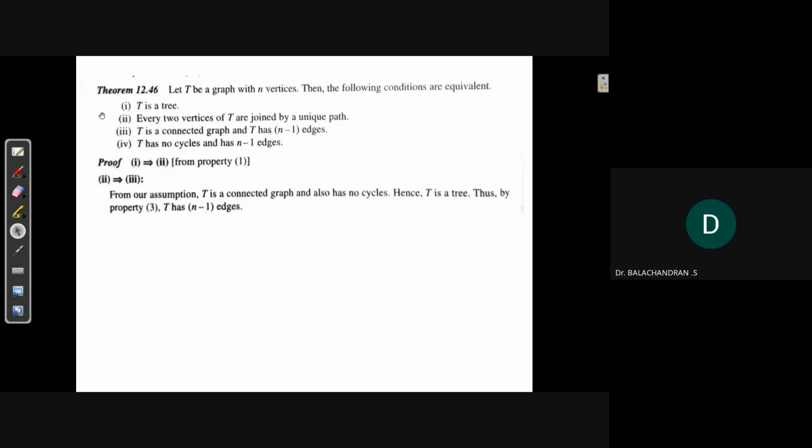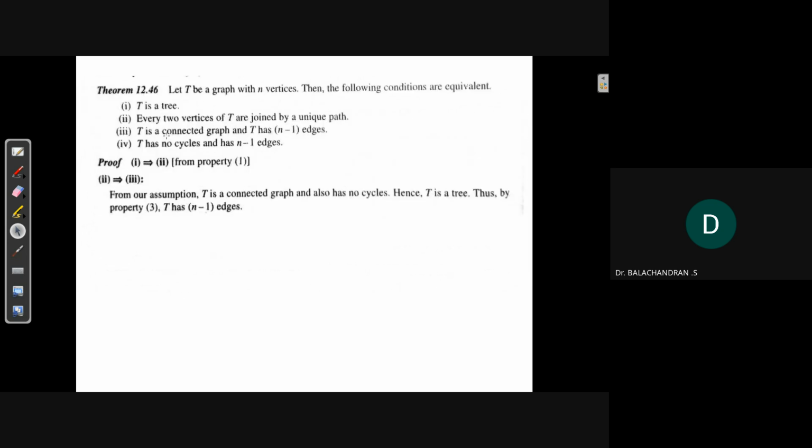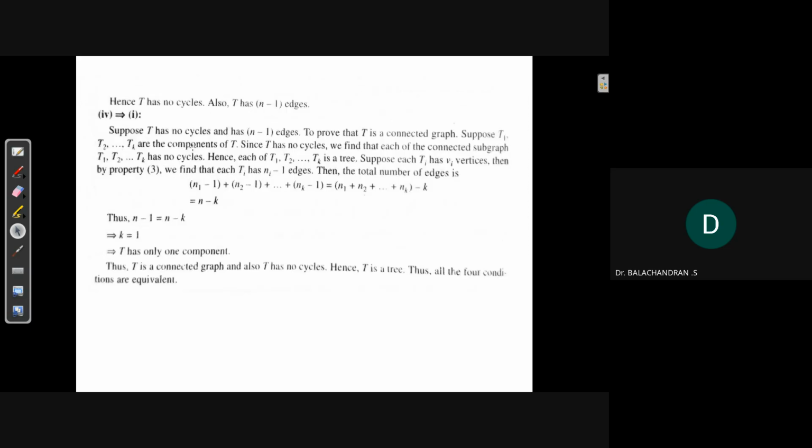Next, 4 implies 1. What is 4? T has no cycle and has n minus 1 edges. You need to prove T is a tree. To prove T is a tree, I need to prove two things: one is connectedness, another is no cycle. But in 4, we assumed no cycle. The only thing I need to prove is connectedness. This part is also already discussed.